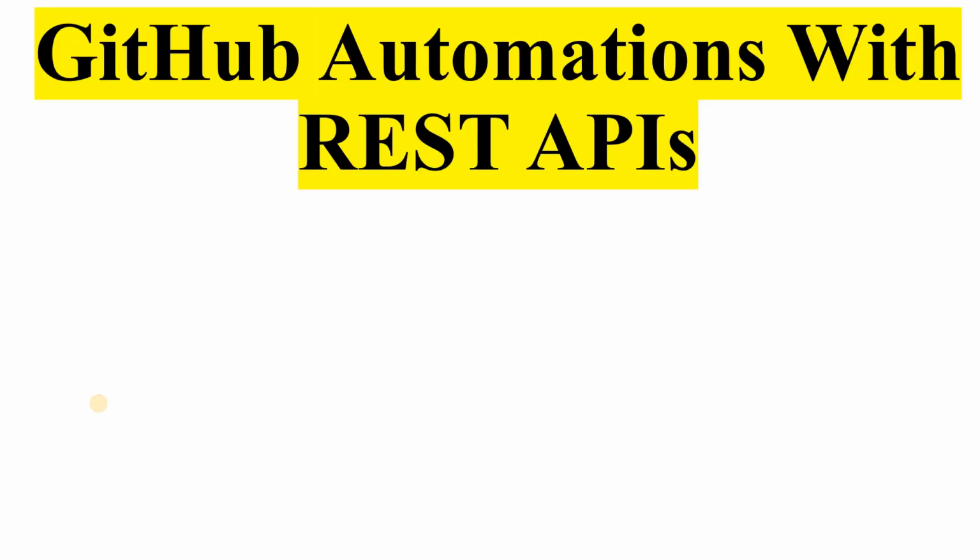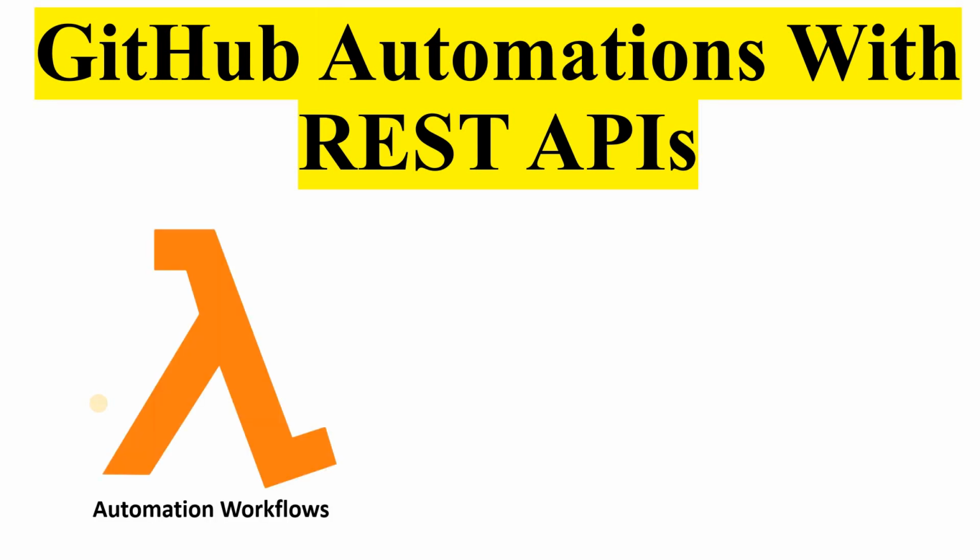Hey, hi. In this video, we will see how to build GitHub automations using the native REST APIs of GitHub. Here I will try to mimic a solution, which is basically an automation solution that will do the required automations on GitHub. Especially we will look at GitHub Actions, right?